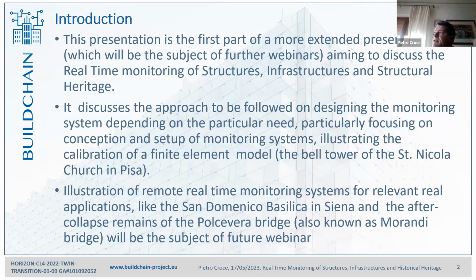And in the next webinar, my intention is to illustrate a relevant real case application regarding the San Domenico Basilica in Siena and the control and the remote monitoring of the post-collapse remains of the Polcevera Bridge in Genoa.